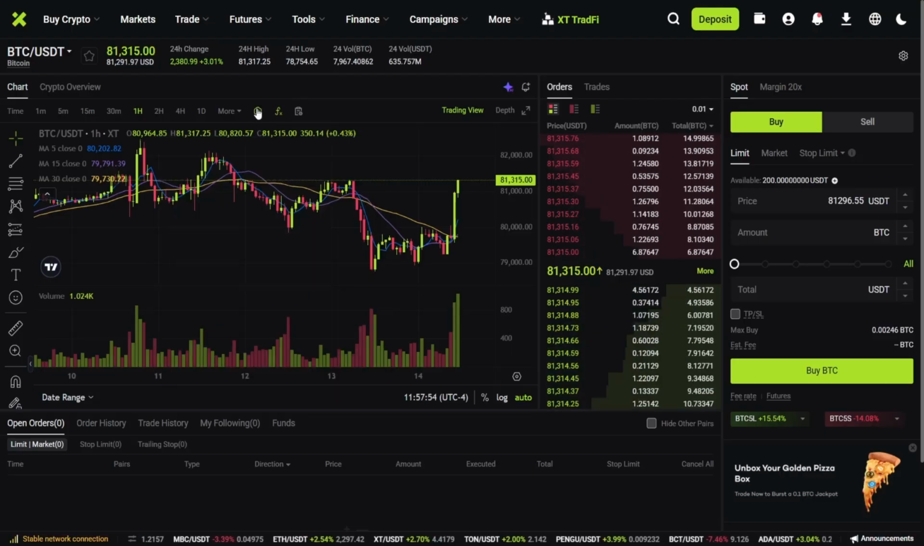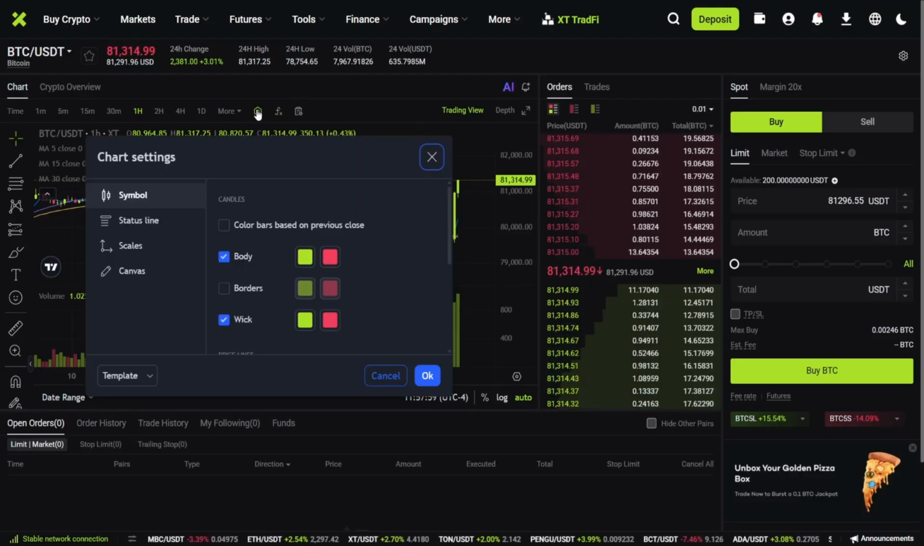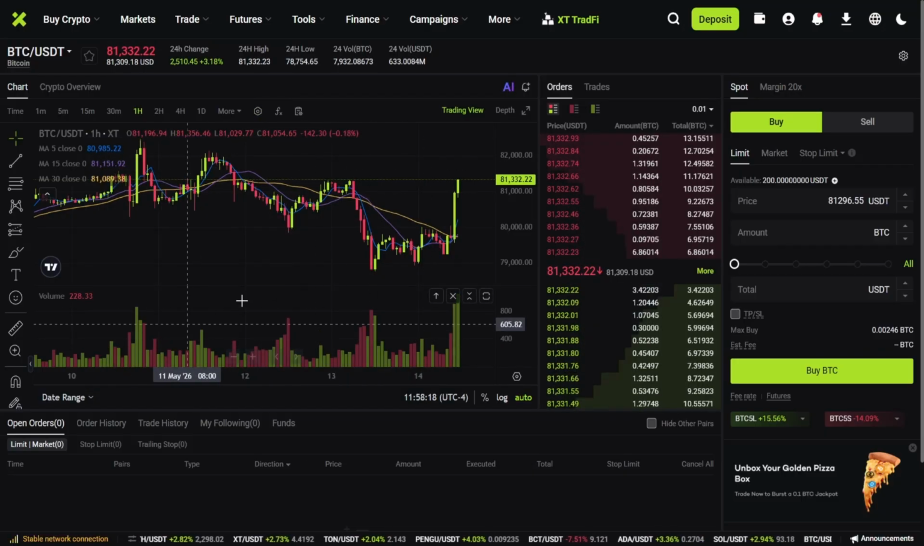To the left of the indicators, we have the chart settings. This lets you customize how the chart looks. You can change things like candle colors, background color, and other display settings to make the chart easier for you to read. Lastly, on the bottom, you'll see trading volume.